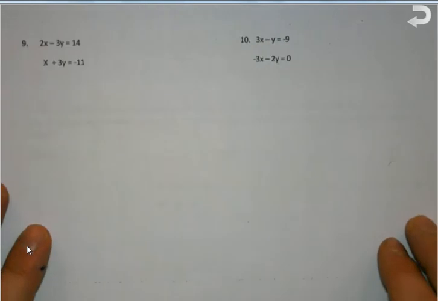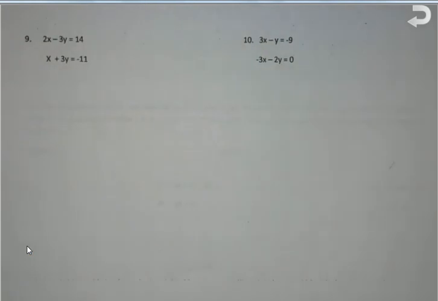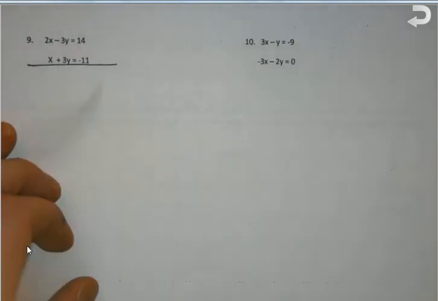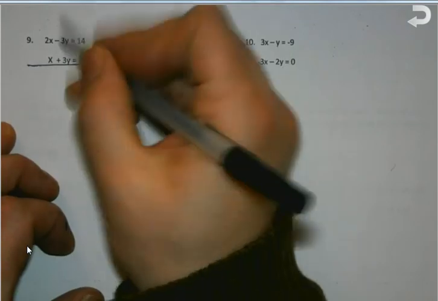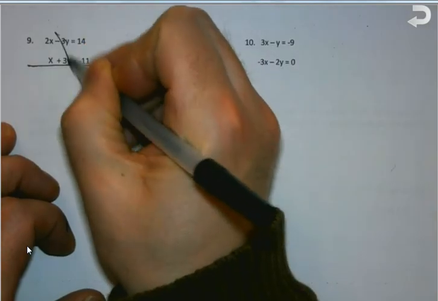So let's say we do 9. If I add straight down, does the variable go away? Or am I going to have to multiply by something? Do I have to? No, because if I add down, -3 and +3 with my y's cancel.